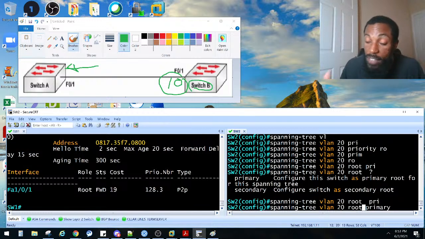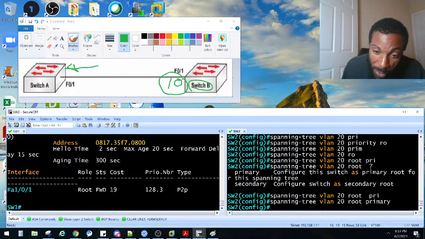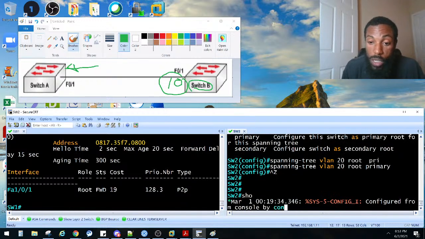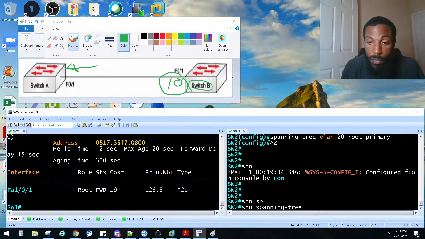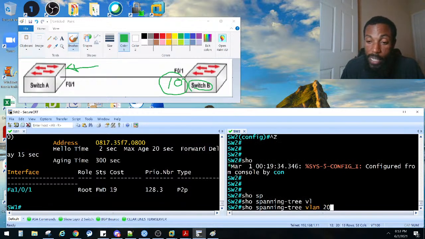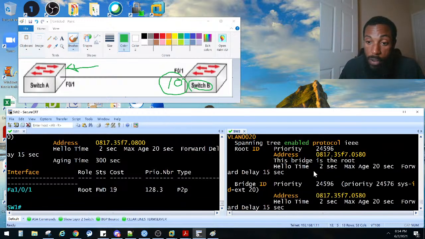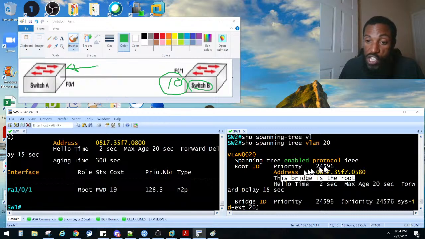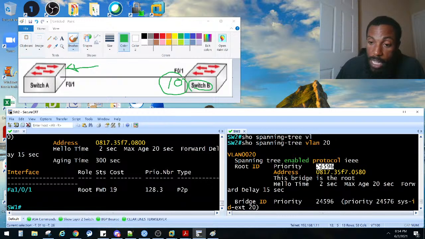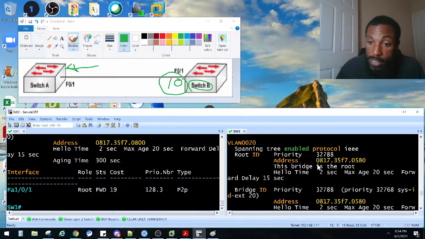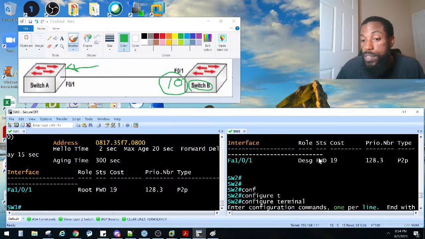So, I know I'm leaving you in suspense with this primary keyword here, right? Press enter. Now let's take a look at it. He was already the root bridge anyway. Show span VLAN 20, and he is the root bridge. He's definitely the root bridge, but how did it change his priority? It changed the priority to 24596. So that made him the root bridge, and it also lowered his priority, because remember, his priority for that was the default 32788.